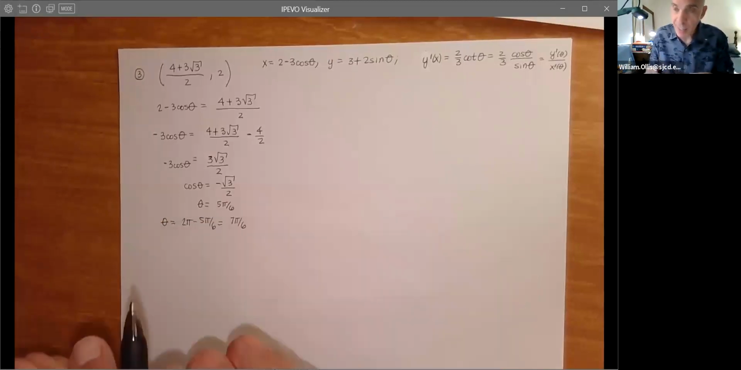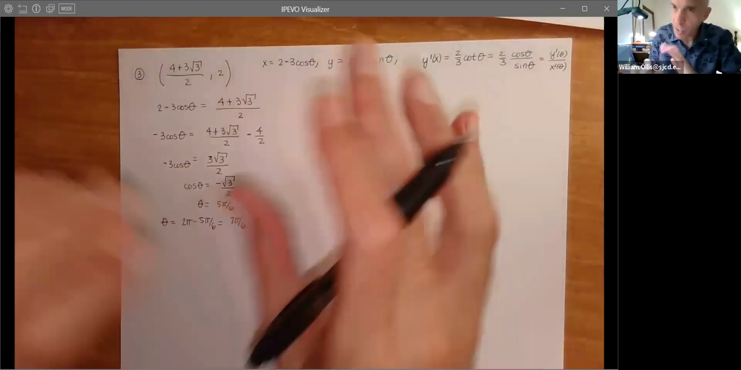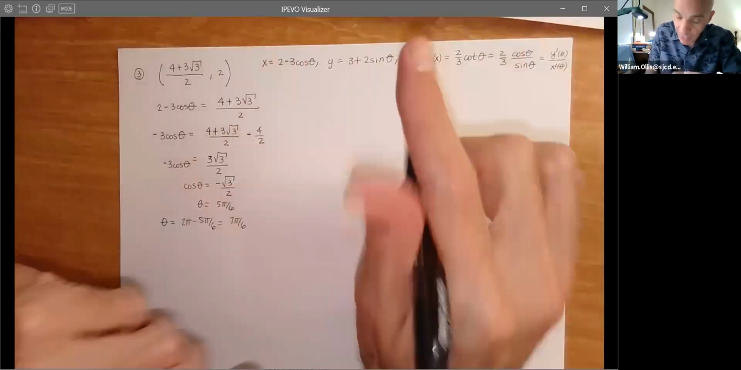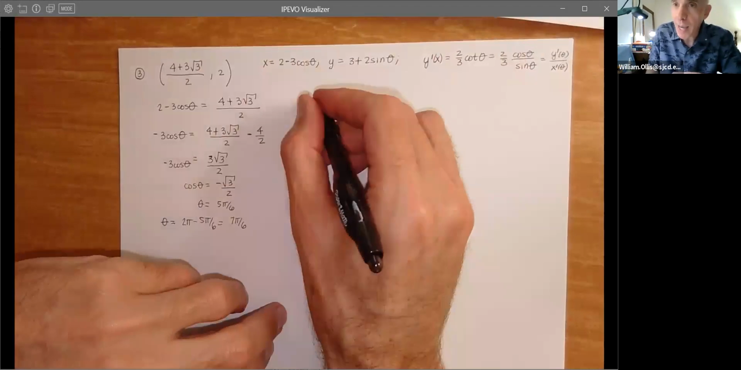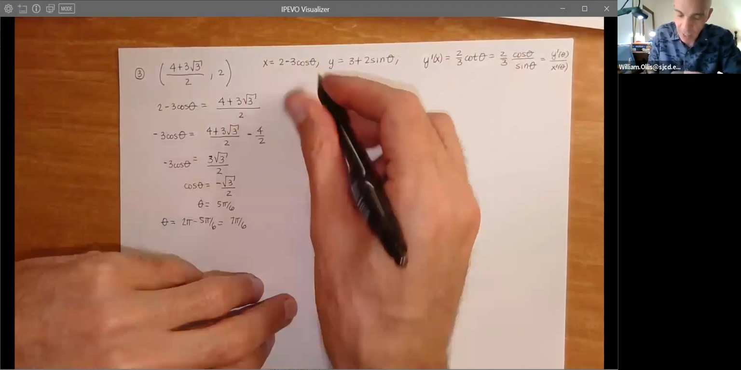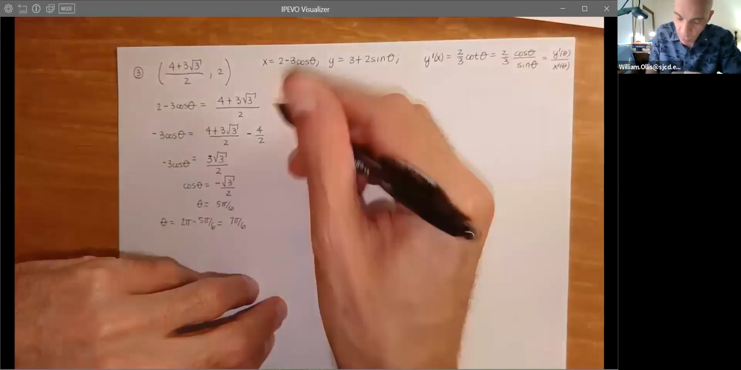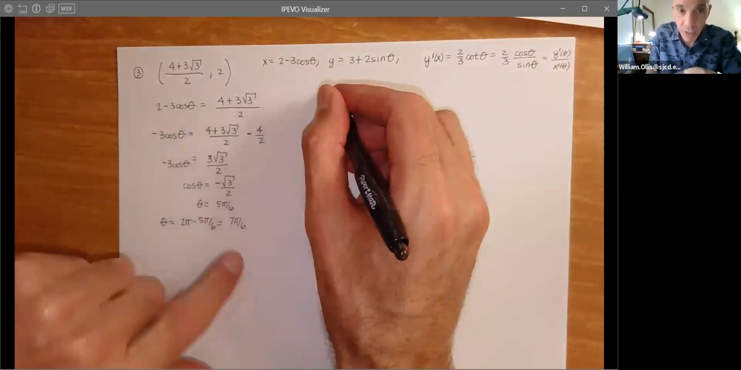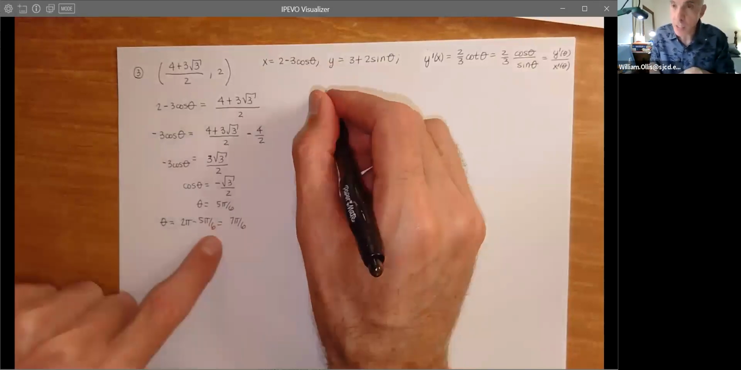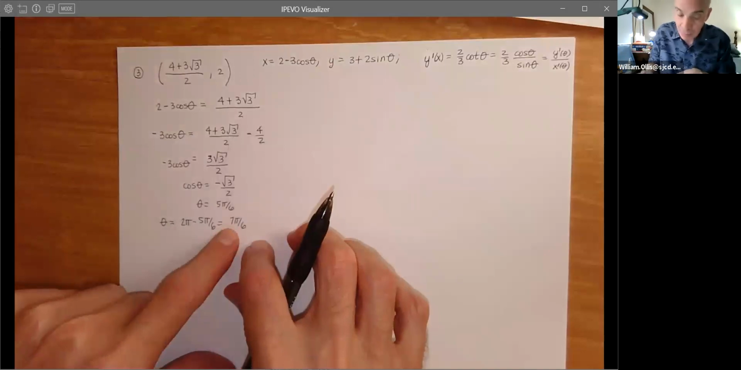So again, this is a nice review of your trig, and trig is such a wonderful place to do mathematics. Doing Fourier analysis with sines and cosines is again a favorite because the trig functions are phenomenal in what we can do with them. So there we go, we got two possibilities. We can extend to all by adding multiples of 2 pi if you like.